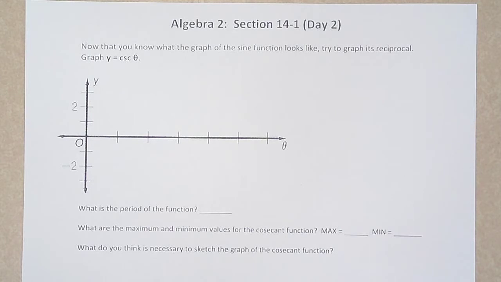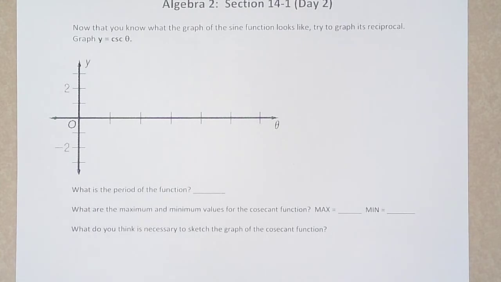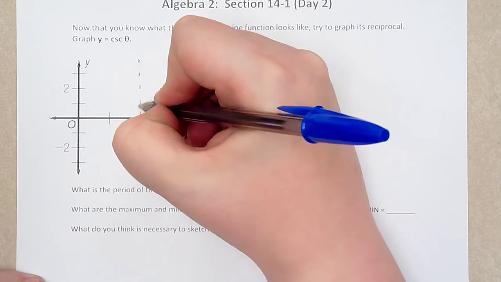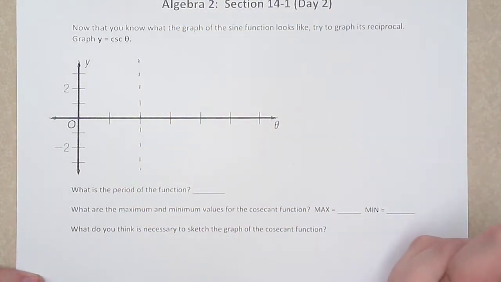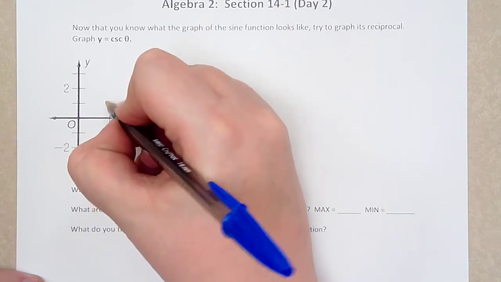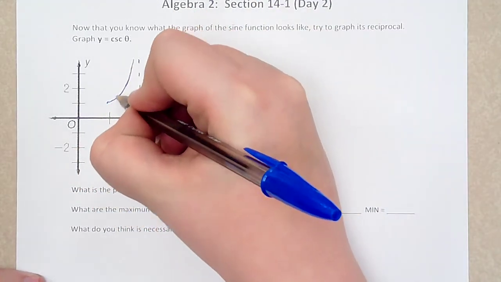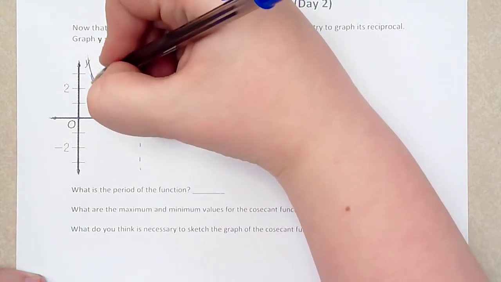So now that we know what the graph of the sine function looks like, we're going to try to graph its reciprocal. Now if we look at this on Desmos, what this is going to look like is going to be a little weird. I'm going to draw a little dash line here. It's going to start at 1, and it's actually going to be just the opposite of sine. So what it's going to look like is actually a parabola that starts at 1 and goes up.